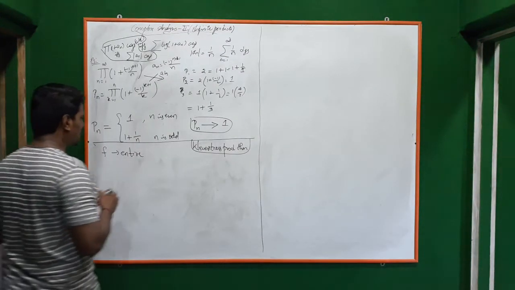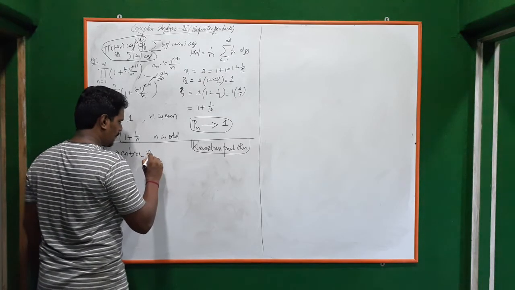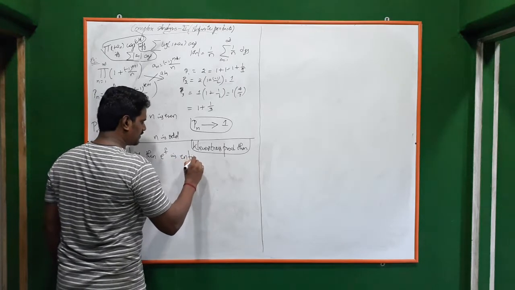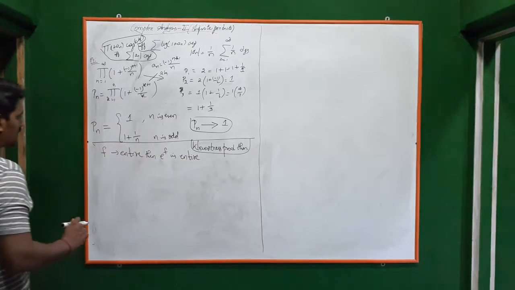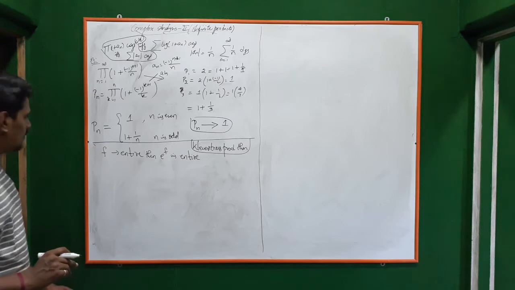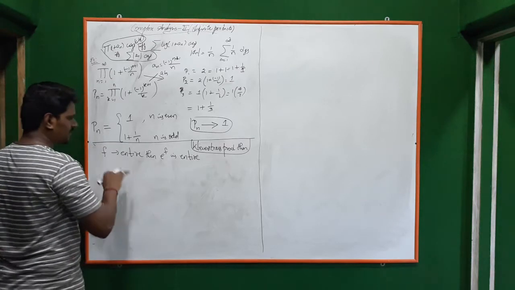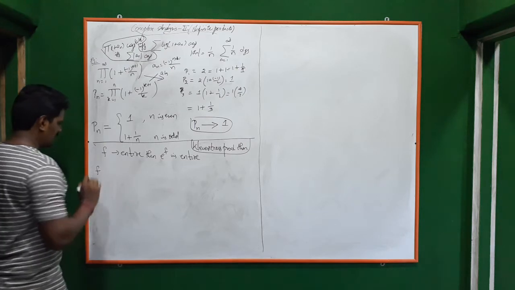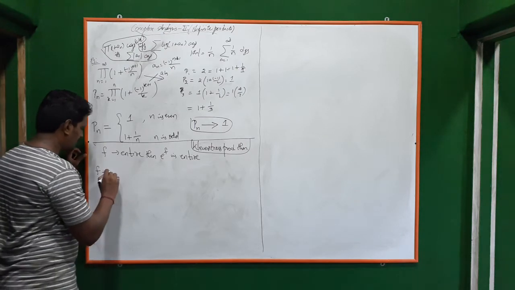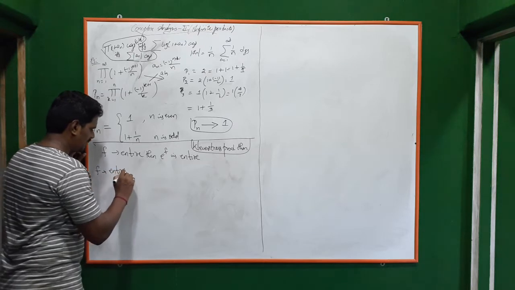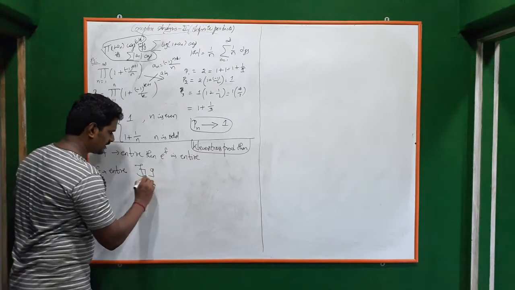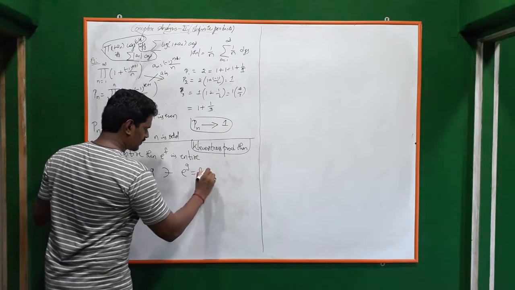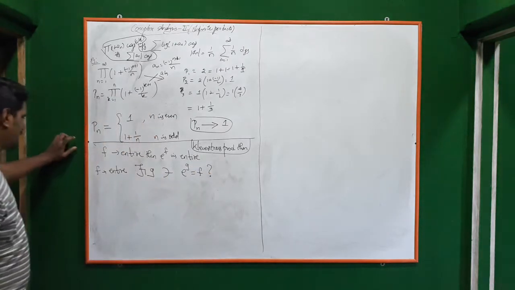If we consider an entire function f, then e power f is also entire. This is obvious. There is nothing to verify here. But the question is the other way. Whenever we have a function f which is entire, whether there exists a function g such that e power g is this f, whether this is true or not.